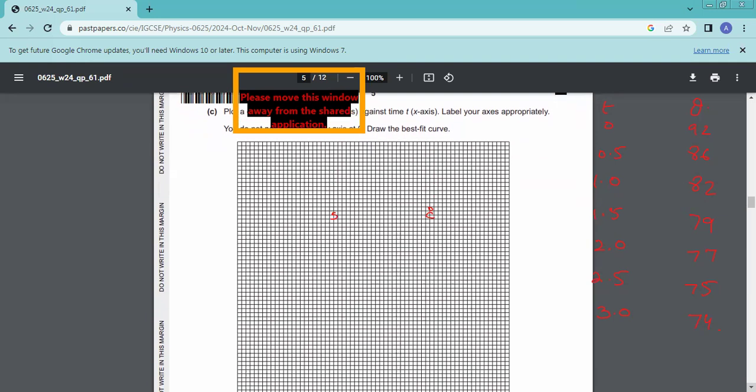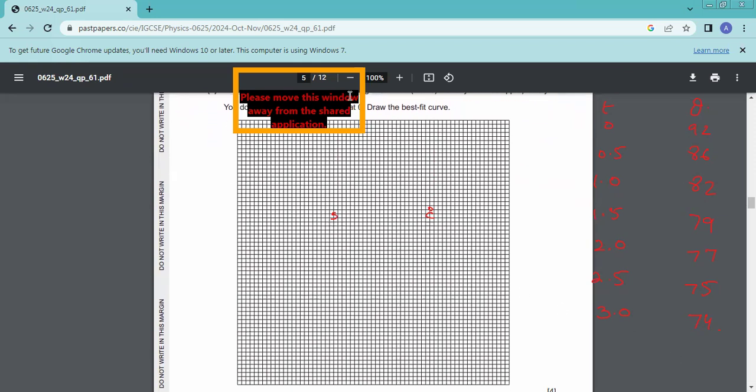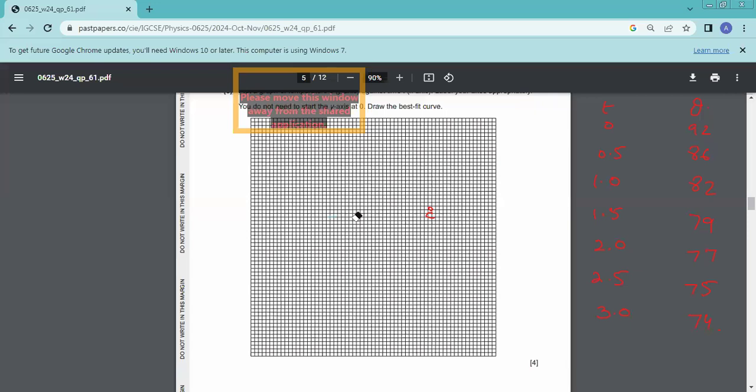Let's start with the time on the x-axis. Let me draw the axis first, and go a little bit beyond that so we can easily avoid running out of space. Now let's take the time on the x-axis. We can see it's 0, 0.5.